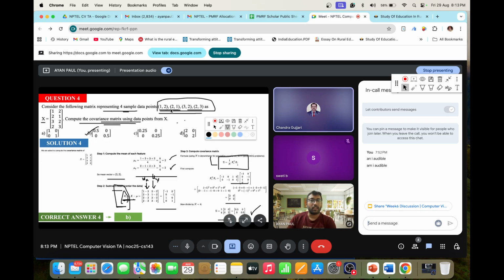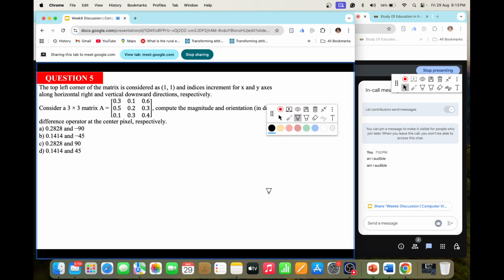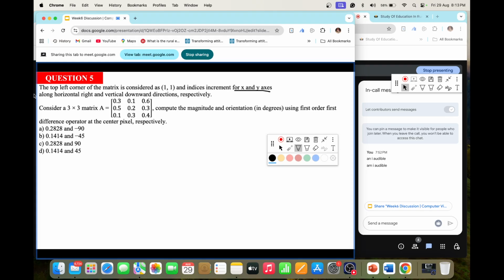You got xc, right? How to calculate xc, or the center matrix? That is important. Next, the top left corner of the matrix is considered as 1, 1 and the indices increment for x, y axis along the horizontal right, vertical direction. So this is actually the A matrix. Compute the magnitude and orientation in degrees using the first order difference operator at the center pixel. Center pixel is nothing but 0.2.